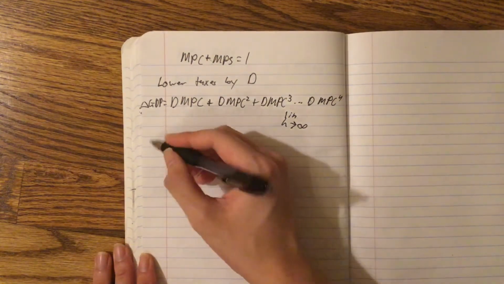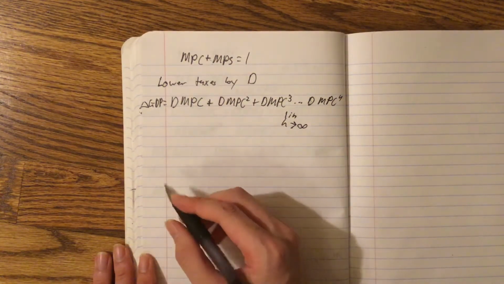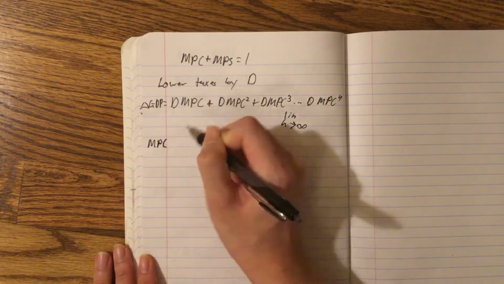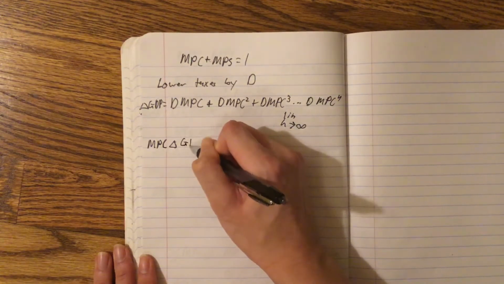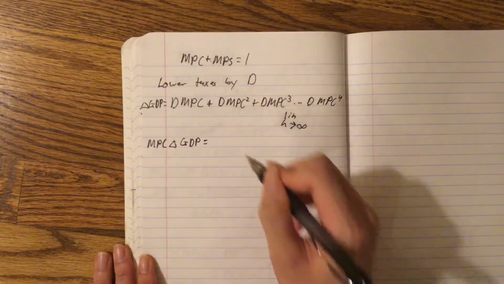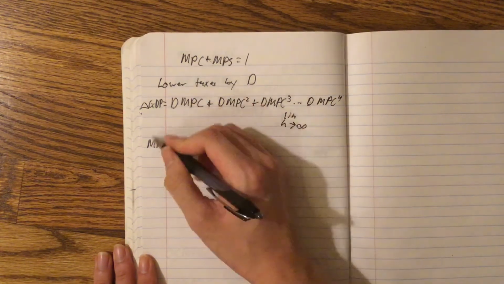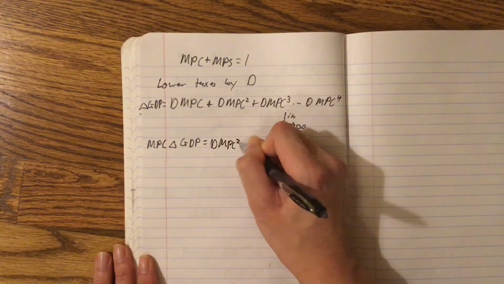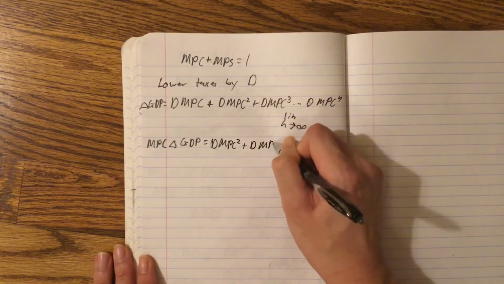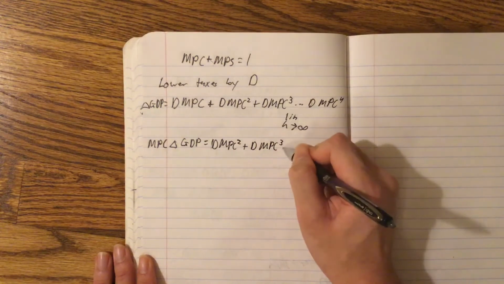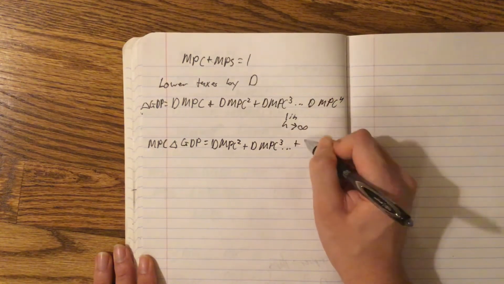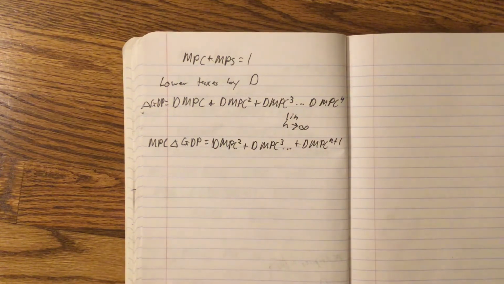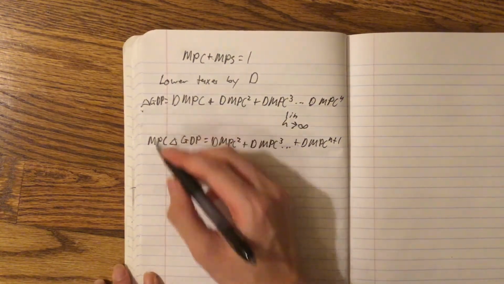And similar to my previous video, I'm going to multiply both sides by MPC. So MPC times the change in GDP would equal, if I multiply this by MPC, I need to multiply the right by MPC, so D MPC squared plus D MPC cubed plus D MPC to the n plus 1. Okay. Now let's subtract these two.